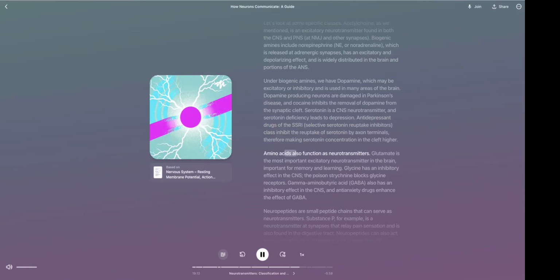Amino acids also function as neurotransmitters. Glutamate is the most important excitatory neurotransmitter in the brain, important for memory and learning. Glycine has an inhibitory effect in the CNS. The poison strychnine blocks glycine receptors. Gamma-aminobutyric acid, or GABA, also has an inhibitory effect in the CNS, and anti-anxiety drugs enhance the effect of GABA.